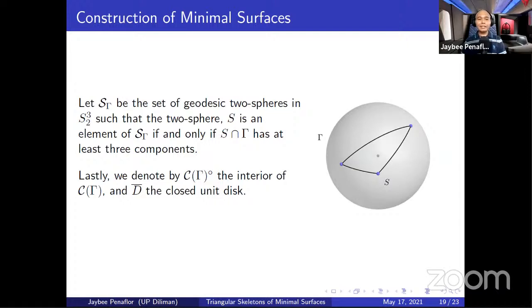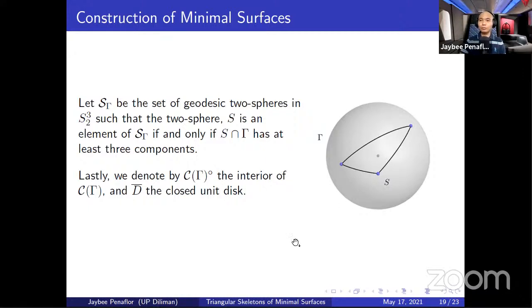Okay, so let S sub gamma, this time a scripted S, be the set of geodesic two-spheres in S^3_2 such that a two-sphere S is an element of scripted S sub gamma if and only if the intersection of the two-sphere with gamma has at least three components, as in this case, right? So these 3 points are on the surface of this two-sphere, and clearly there are three components. The three components are these 3 points.